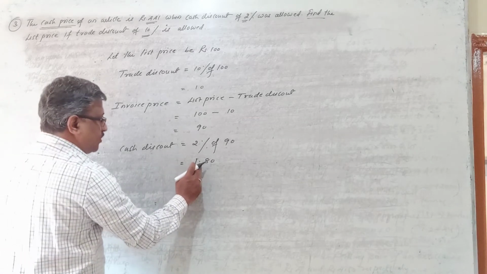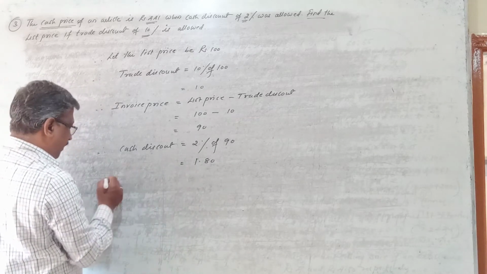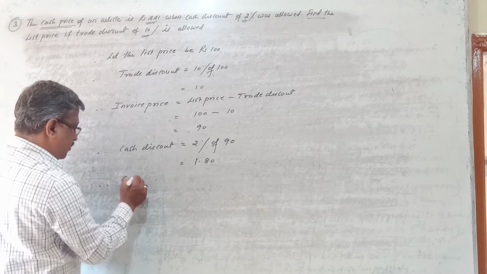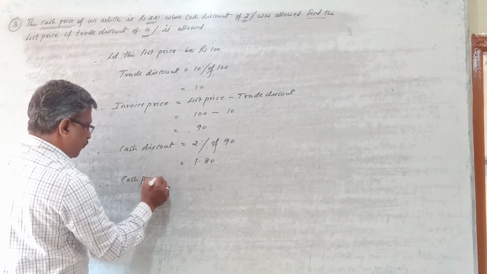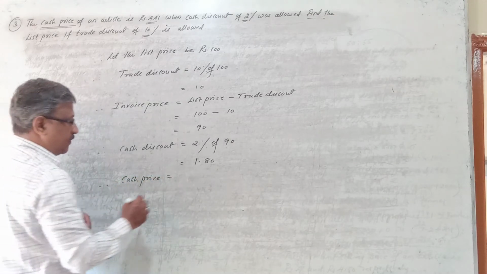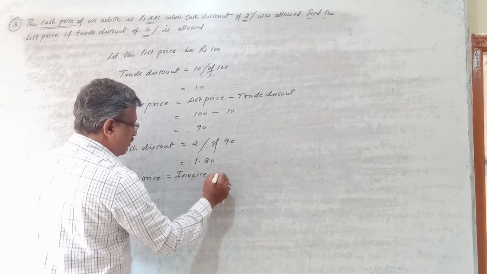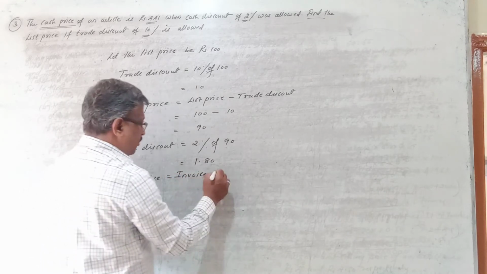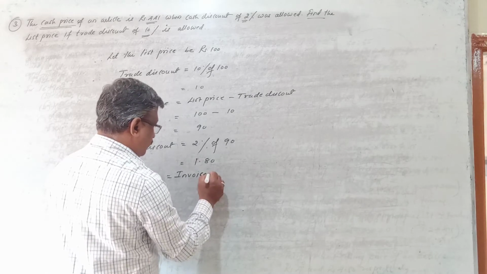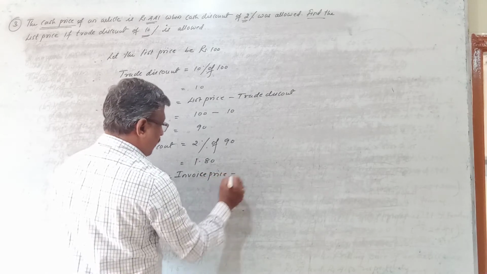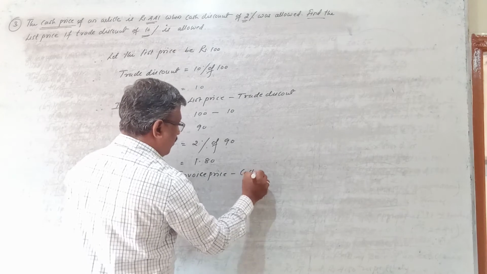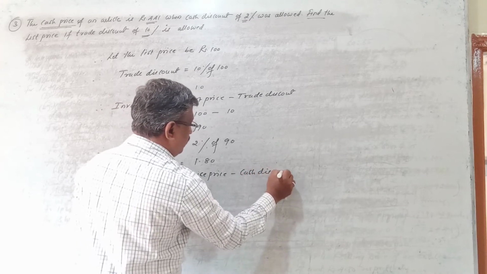So if cash discount is 1 rupee 80 paisa, find out what should be the cash price. So how do we calculate cash price? Cash price is nothing but invoice price minus cash discount.